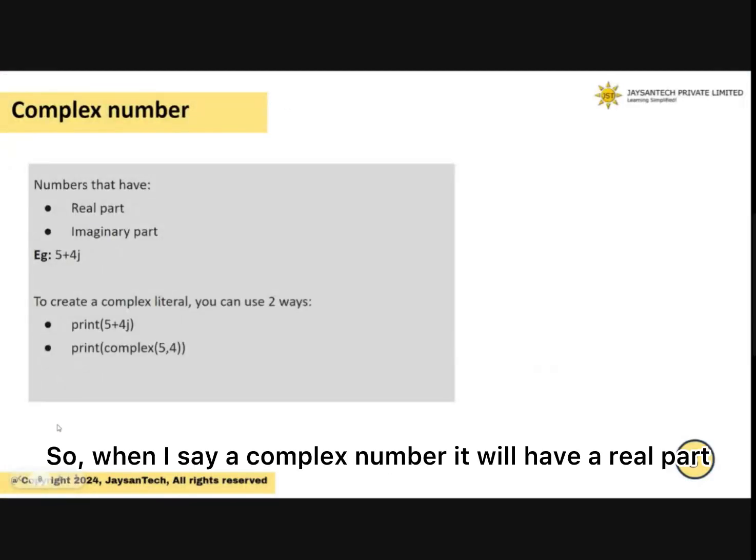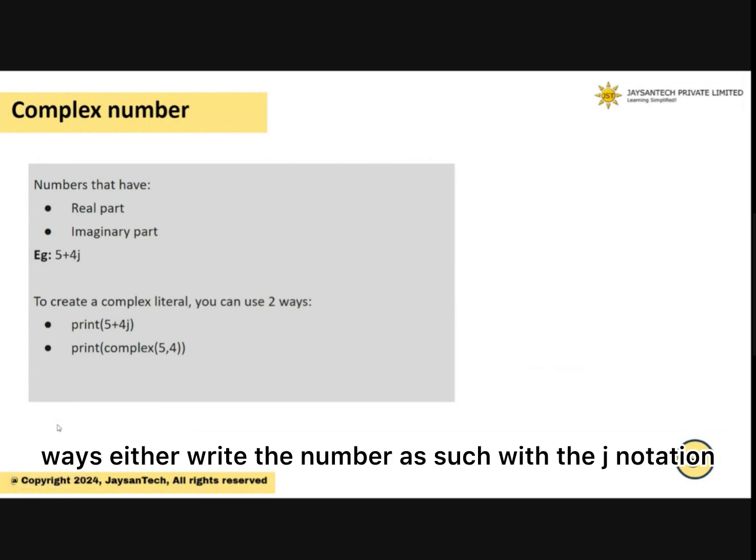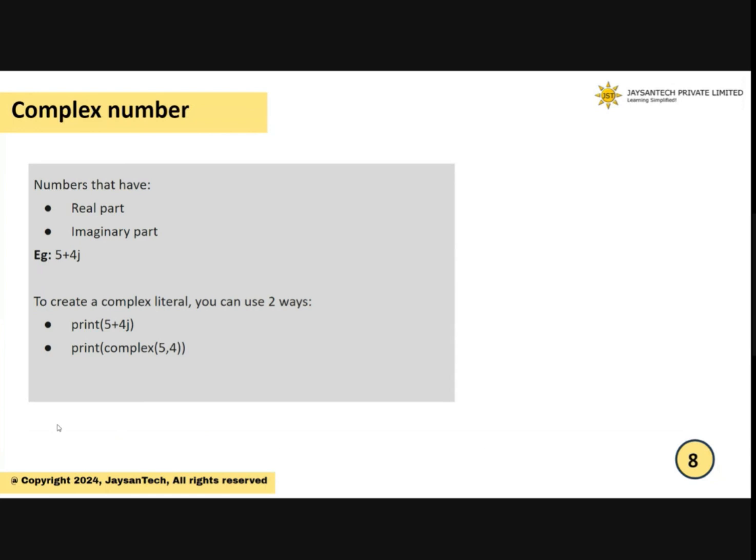All right. So when I say a complex number, it will have a real part and an imaginary part. You can create it in two ways. Either write the number as such with the j notation, or you use the complex function. First, you should specify the real part, followed by a comma, and then the imaginary part. All right.